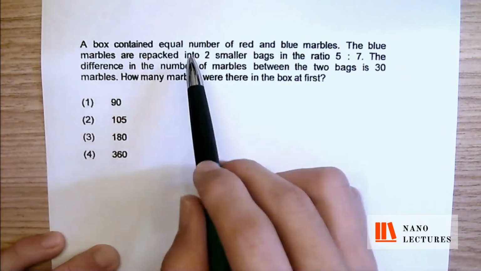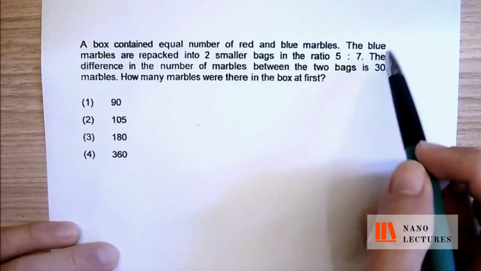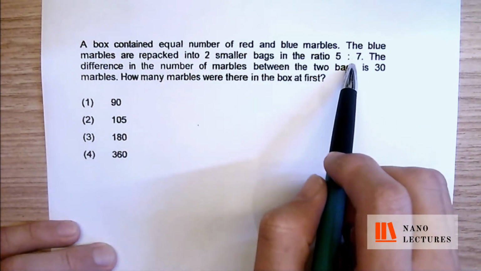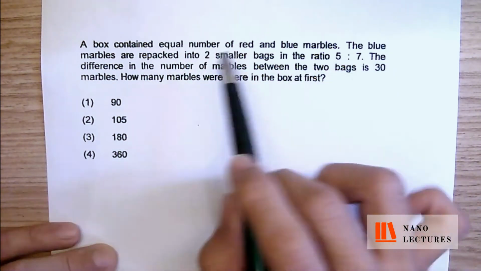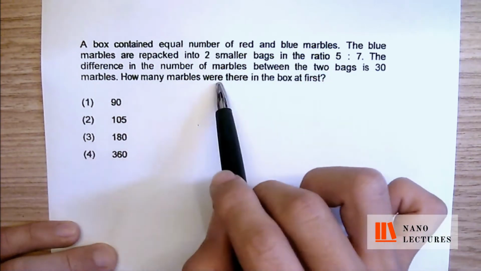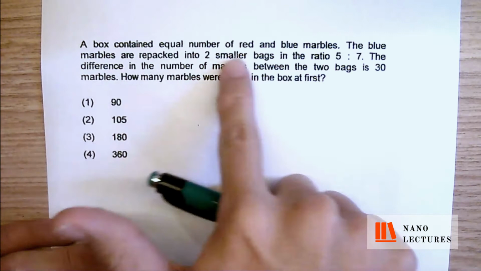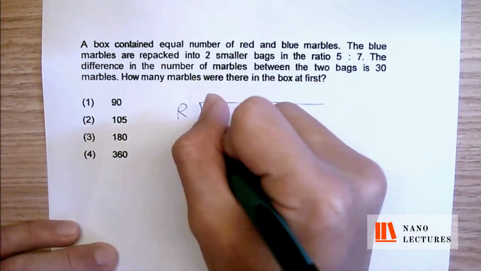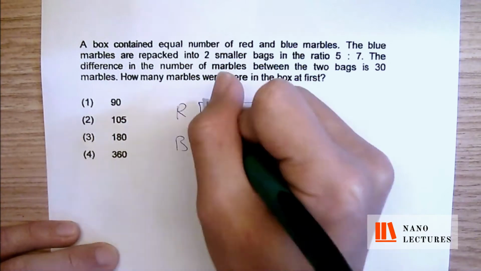A box contained an equal number of red and blue marbles. The blue marbles are repacked into two smaller bags in the ratio of 5 units to 7 units. Now, the difference in the number of marbles between these two bags is 30 marbles. How many marbles are there in the box at first? Very simple. Shall we draw the red and blue marbles, the bar, first? Red will be one long bar, and the blue will be one long bar.